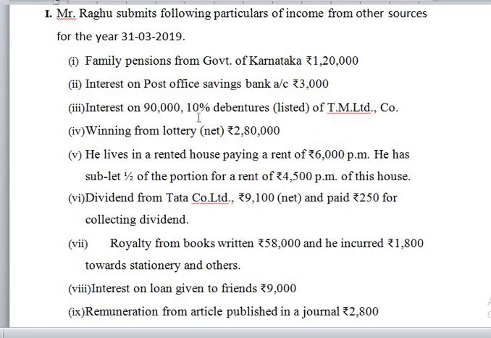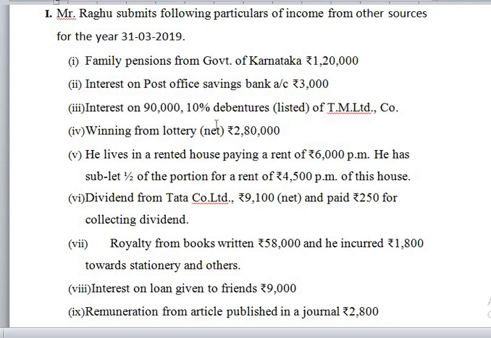Interest on 90,000 10% debentures listed of TM Limited Company. So it is a kind of non-government securities or commercial securities. Moreover, they have not given any information about tax-free or less tax. In the absence of the nature of securities, it should be considered as less tax securities.